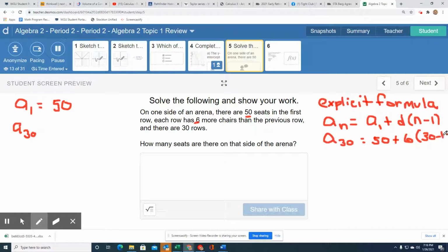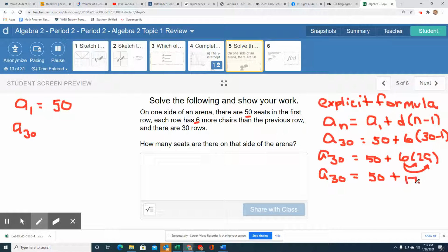take away 1. Okay, now that we have this information, we can find out how many chairs are in the final row. And that's just 50 plus 6 times 29, because 30 minus 1 is 29. So, in the 30th row, we have 50 plus, 6 times 20 is 120. 6 times 9 is 54. So 120 and 54 make 174. When we add the two numbers together, the last row in our arena has a total of 224 chairs.